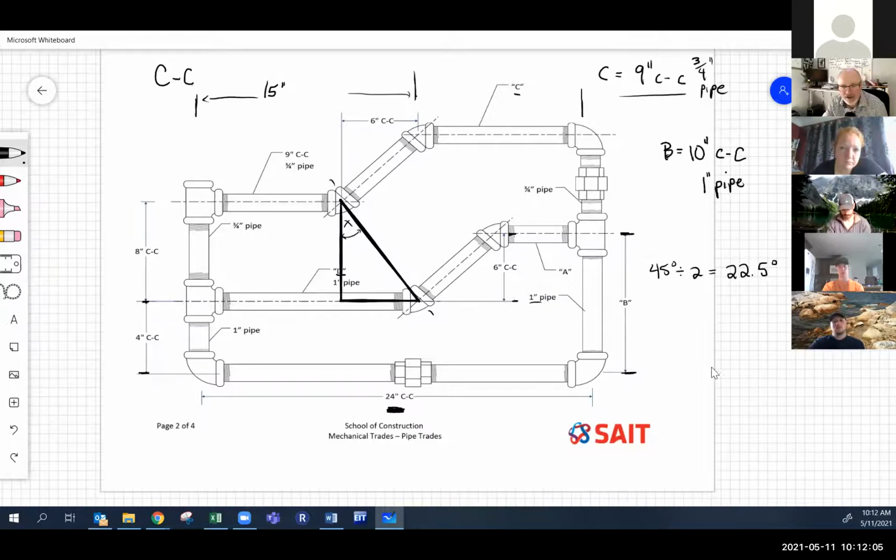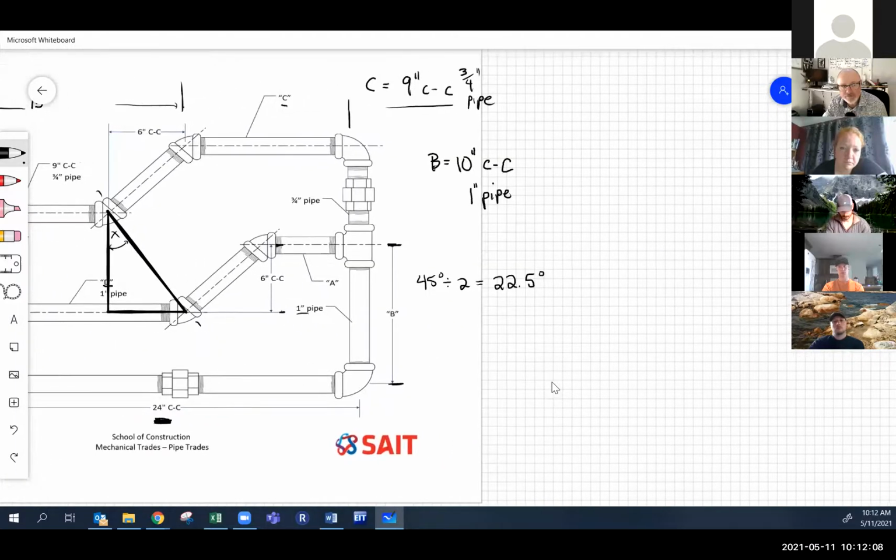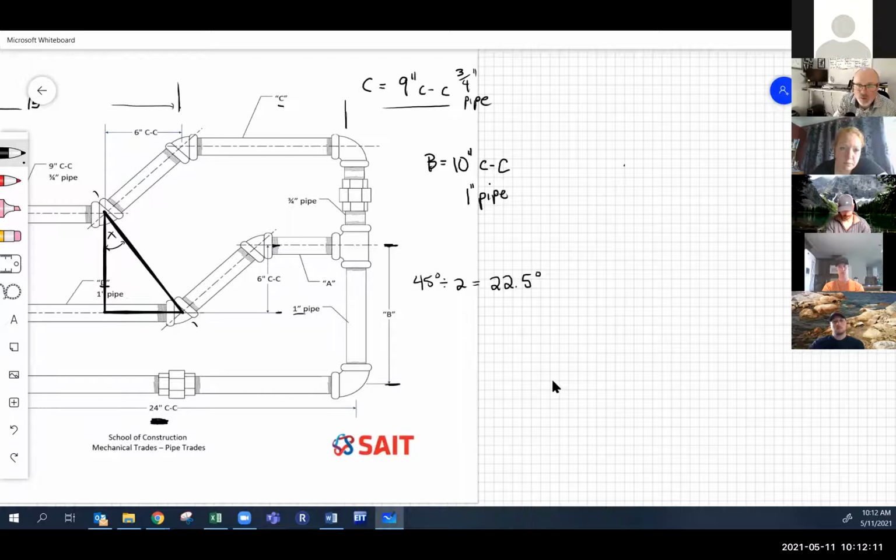Okay, so hold on to that thought for a second. I'm going to move this over. I'm going to draw that 22.5 degree right angle triangle right here. Oh, that didn't work out. Let me go back. There we go. That's better. So this is a 22.5 degree angle right here. Okay. So that's this angle over on the picture there.